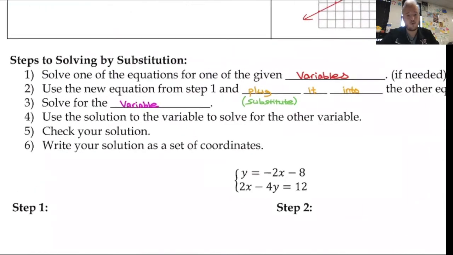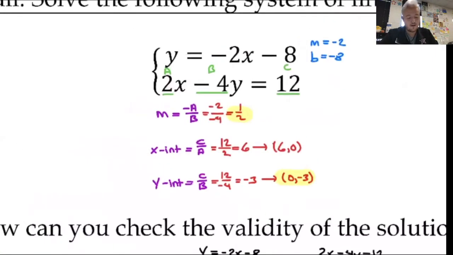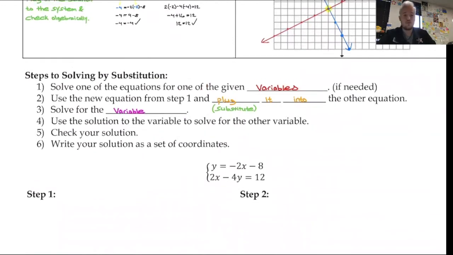So we're going to solve one of the equations for one of the given variables. So meaning we want an x equals equation or a y equals equation. So kind of like how we have up here, we want one or both of these equations to be an x or a y equals equation. Then we're going to use that new equation and plug it into the other equation for that variable.